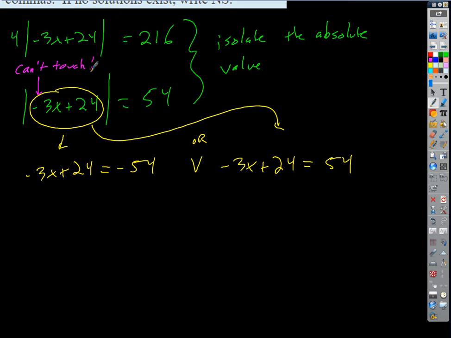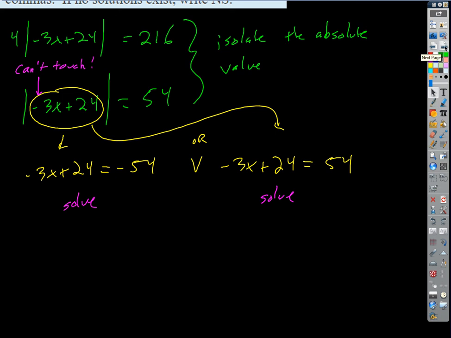And then we would just solve those two equations, which are pretty easy to do, right? For both of those, we just subtract 24 and divide by negative 3, and we're done. You guys can do that. I won't even take your time up on that. But the important thing is we've got these two equations that we then have to solve. But they're easy ones, right?